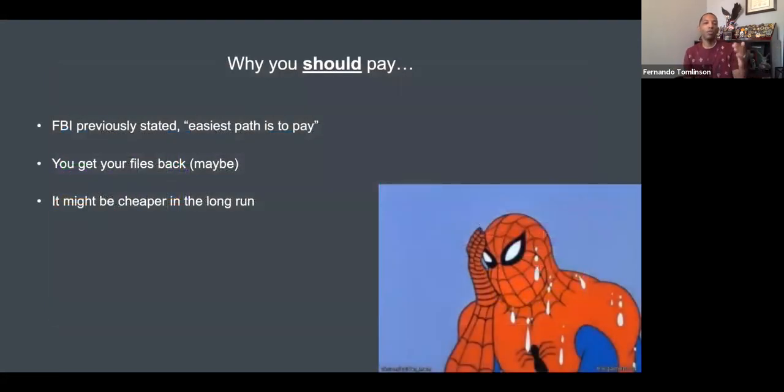All right, so as we bring it to a close here, here's some reasons why you should pay. Well, the FBI has gone on record and said it is the easiest path to recover, essentially to pay. You could get your files back, and I put a maybe in there because recall when we talked about that percentage in the 90s in which it actually worked, but there was still less than 10% that it did not work for. And in some cases, it could be cheaper in the long run than what it would be to rebuild infrastructure, bring in people, investigative stuff, cost to the business, right? So a couple of reasons why we should actually pay.